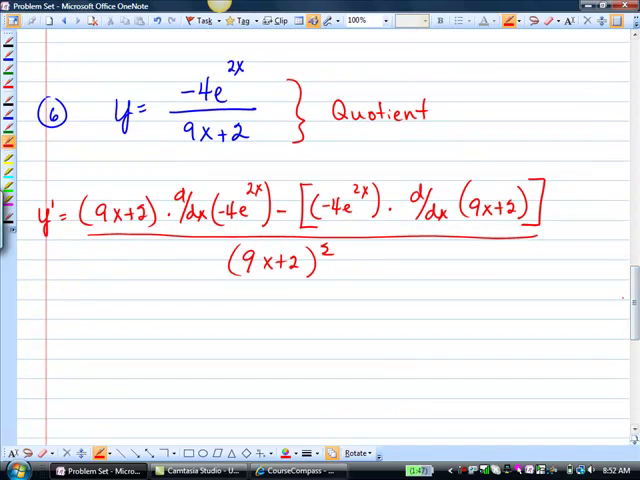Quotient rule. And within that quotient rule, when we take the derivative of 4e to the 2x, we have to do that new rule that we got. So I've written out the roadmap for you. It's the bottom times the derivative of the top minus the top times the derivative of the bottom, all over the bottom squared.